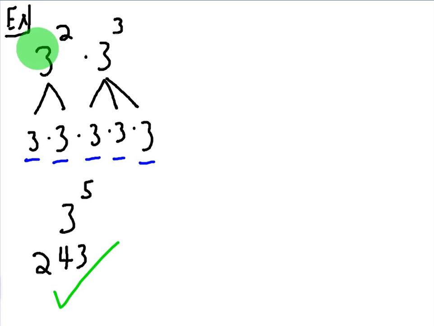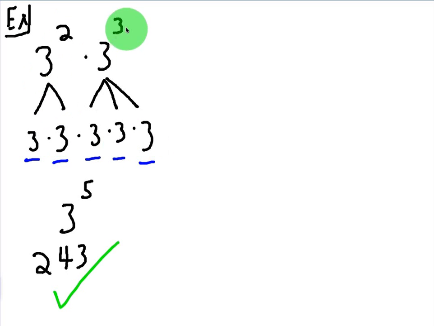Let's take a look, and I'm going to show you exactly what we're going to do and why we do it. Let's say that we have 3 squared times 3 cubed. Notice these do have like bases. They're both 3. Now, if they weren't both 3, we wouldn't be able to apply the rule we're about to do. But because they're both 3s, we can do it. Now, 3 squared is the same as 3 times 3. That's what squared means. It means multiply 3 by itself. 3 cubed means 3 times 3 times 3.